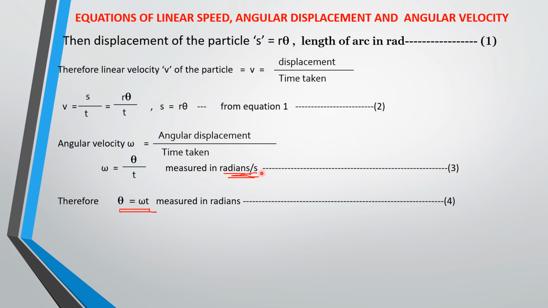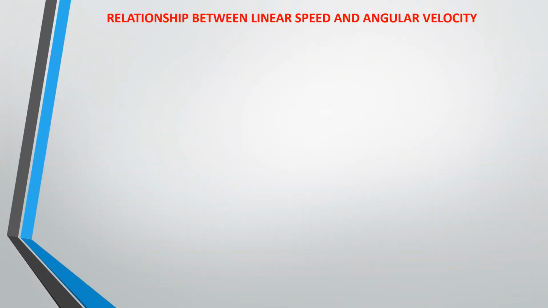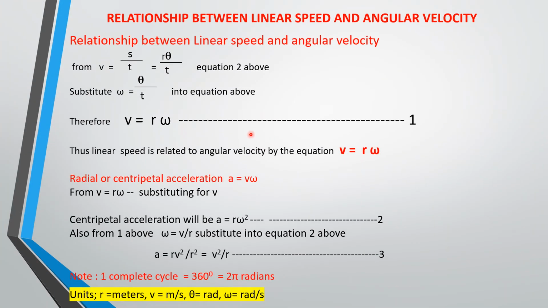That's okay. So we'll look at the relationship between linear speed and angular velocity. We've seen angular displacement. We have also seen linear velocity or linear speed, which is this. We have also seen angular velocity. So what's the relationship between linear speed and angular velocity? That's what we're going to see.